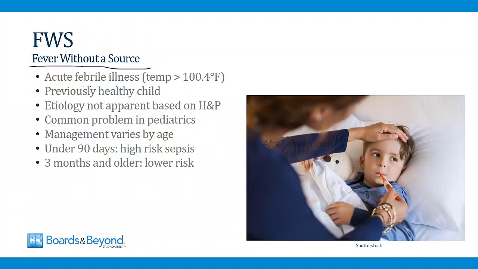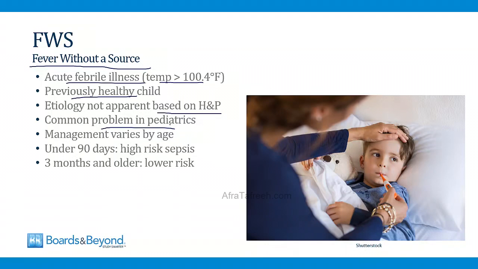Fever without a source refers to an acute febrile illness with a temperature above 100.4 in a previously healthy child where the etiology or cause of the fever is not apparent based on the history and physical exam. And this is a common problem in pediatrics, especially among babies and toddlers who can't give you a history. Since the child can't talk to you and tell you their symptoms, many times the only presenting feature is the fever and it's not obvious what's causing the fever.